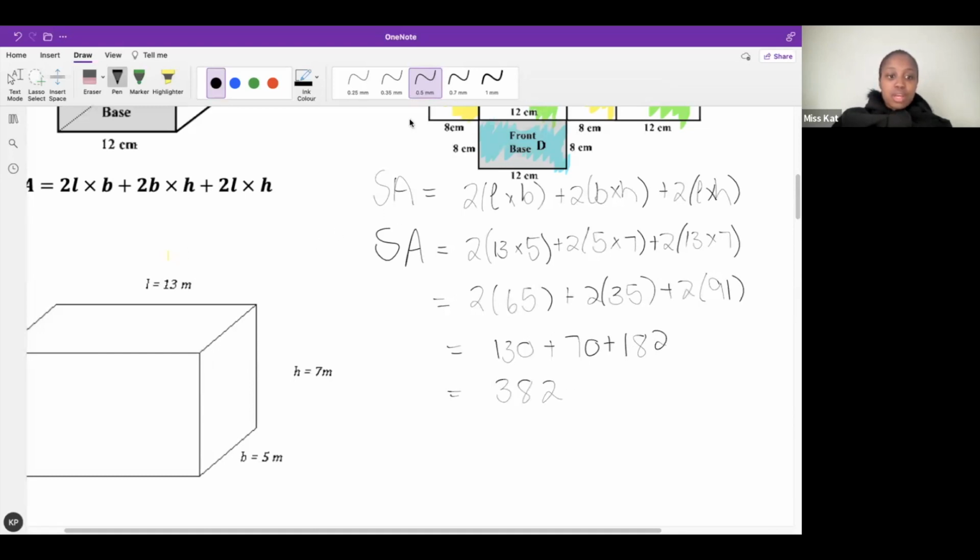Our units were given as what? Let's look carefully at our units on the sketch. There we go. So it's meters what? How many dimensions did we multiply? Not add, multiply. Look here. Length times breadth, that's 2 dimensions. Breadth times height, that's 2 dimensions. Length times height, that's 2 dimensions.